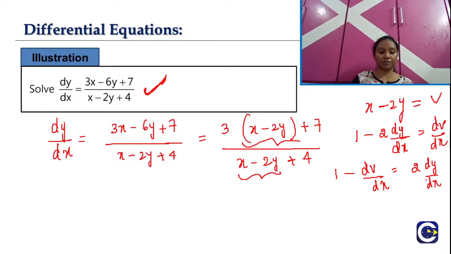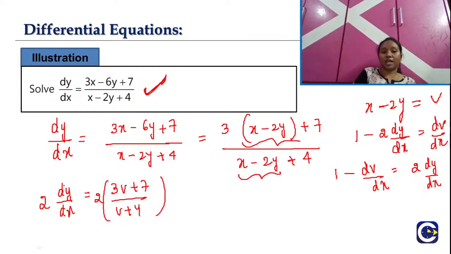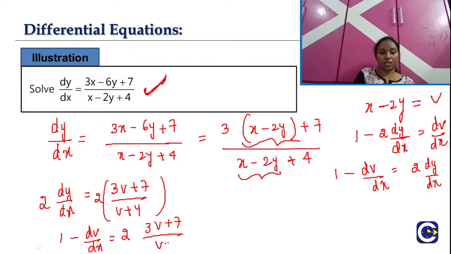So from here we can just do the further substitution. So here the new term will be dy by dx is equal to (3v plus 7) by (v plus 4). So as here we are having 2 times dy by dx, I am just multiplying both sides by 2. So now in this entire 2 times dy by dx, we can substitute 1 minus dv by dx. So 1 minus dv by dx is equal to 2 times (3v plus 7) divided by (v plus 4). So for the substitution, we have to get it into the format of dv by dx. So let's just simplify it furthermore.